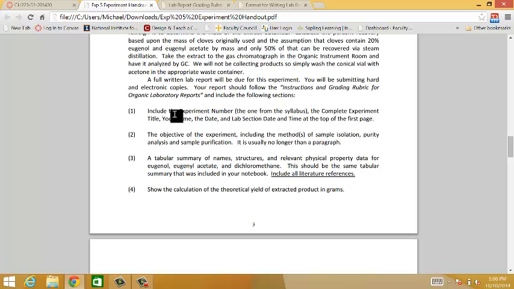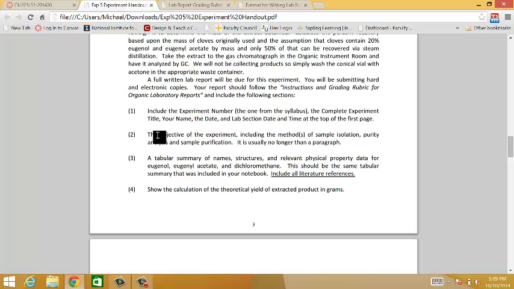First thing you want to include is your experiment number, which is number 5, the complete experiment title, your name, date, and the lab section, day and time. You're going to include that at the top of the first page. You do not need a cover page. We will try not to kill too many trees, because 120 students with X number of reports and cover pages probably kills one tree. But include this at the top of the first page.